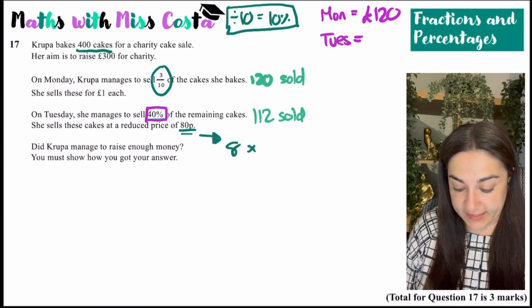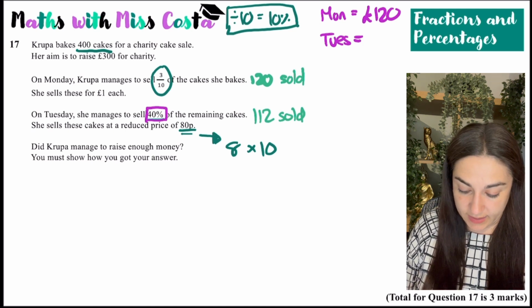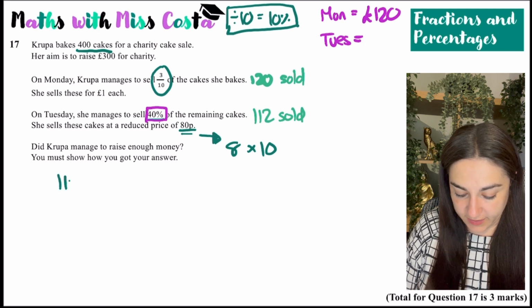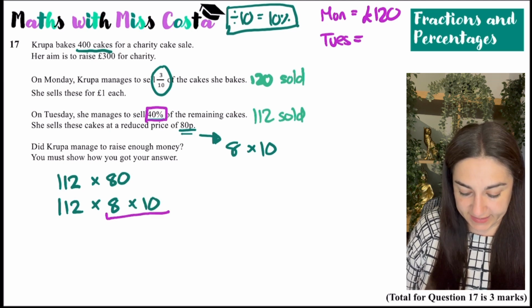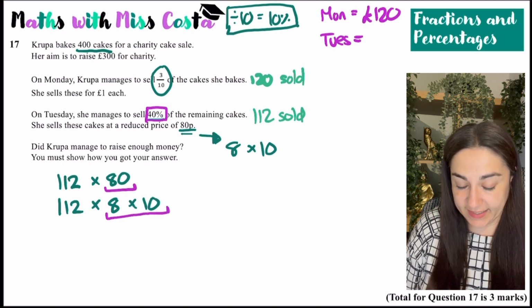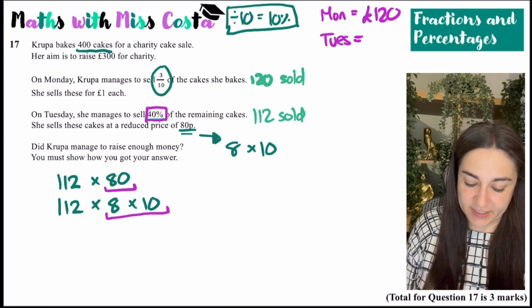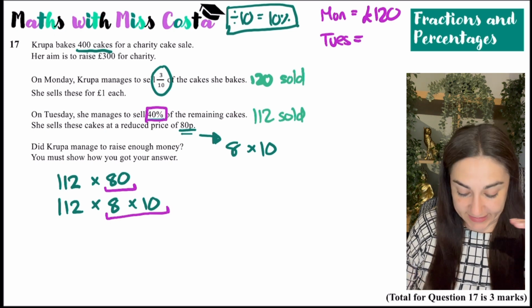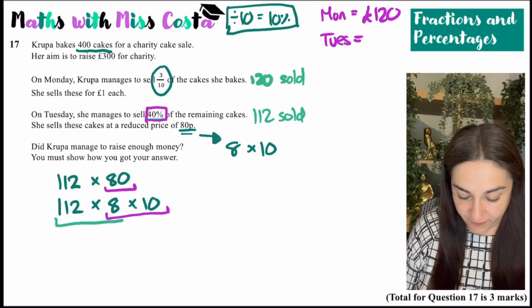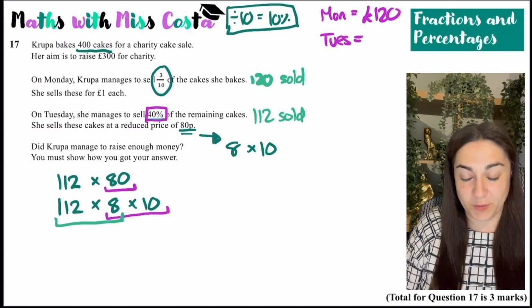I can split it up into 8 times by 10. So I could do my multiplication in 2 parts. Instead of saying 112 times by 80, what I'm saying is 112 times by 8 times by 10, because 8 times by 10 is the same as 80. So I can just split it up, because timesing by 10, all I do is I add a 0. So I just multiply by 1 digit first, and then I can just multiply by 10.